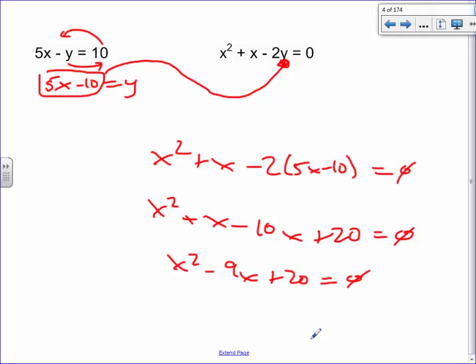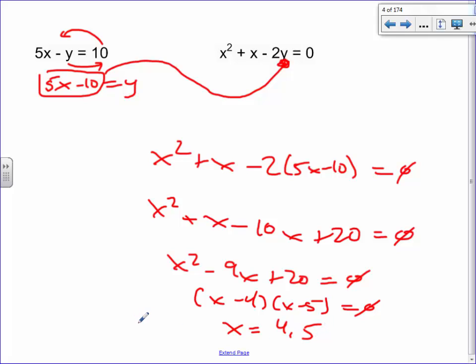Quadratic, linear, quadratic. You can use the quadratic formula if you have to, but can you guys see how to factor this without doing a lot of review on it? What does it factor to? Minus 4 and minus 5. Yeah, 4 and 5, right? Both of them negative. So that means that if the factors are minus 4 and minus 5, the solutions or the roots are 4 and 5. So you get 2 answers.